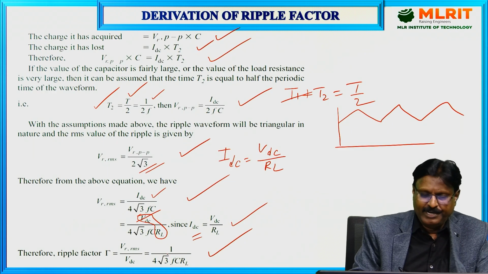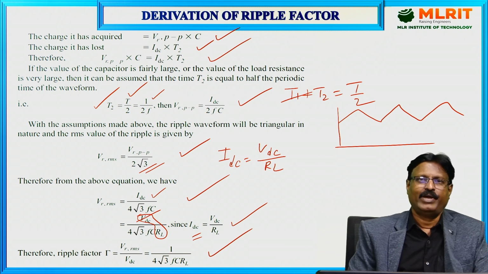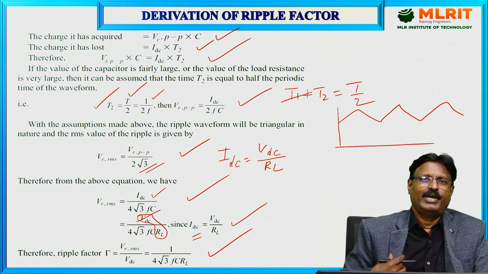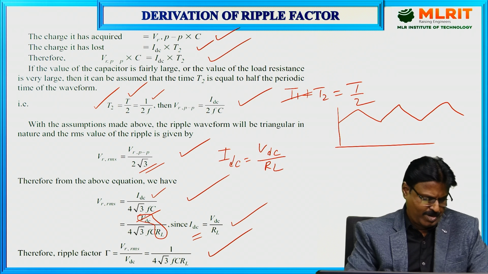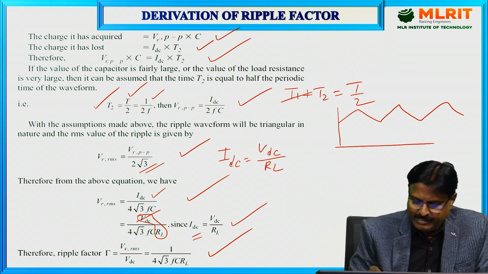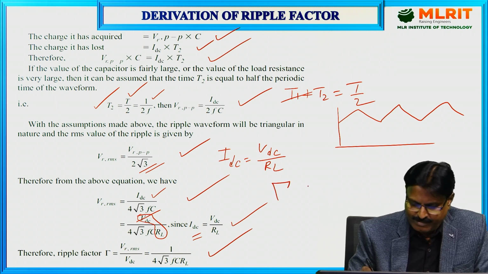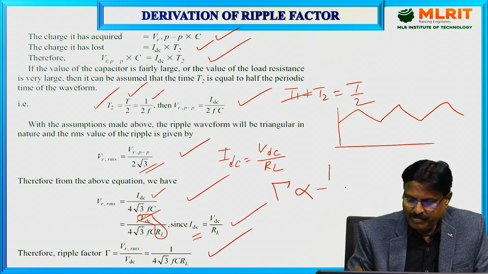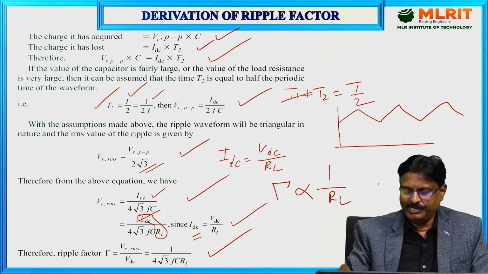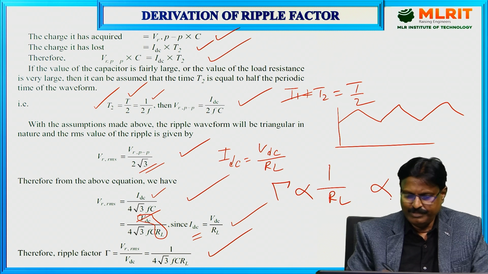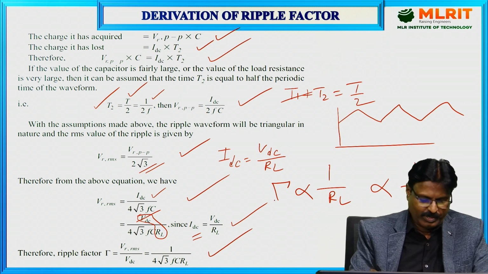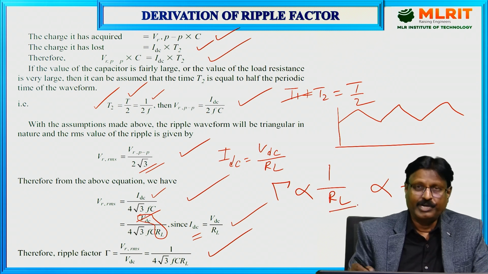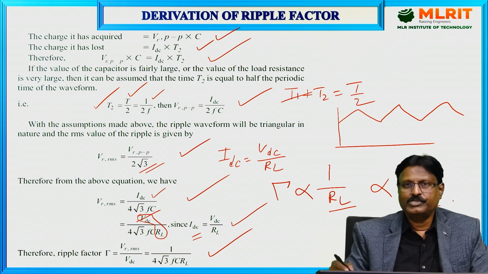By this particular relation, our main aim must be to minimize the ripple factor. When you are minimizing the ripple factor, the filter functioning will be perfect. As you can see here, the ripple factor is inversely proportional to the load resistance RL. That is one relation, and it is also inversely proportional to the capacitance of the capacitive filter.